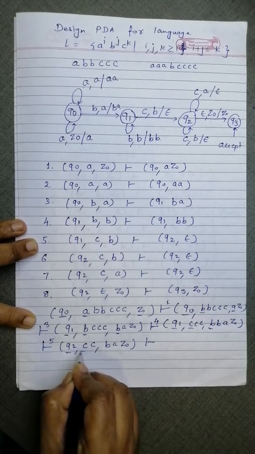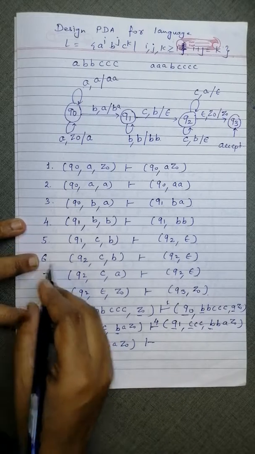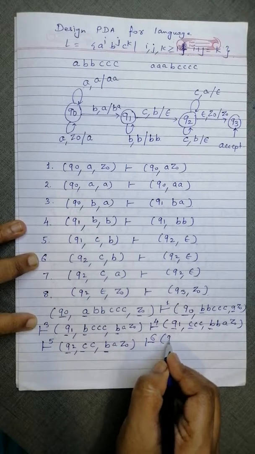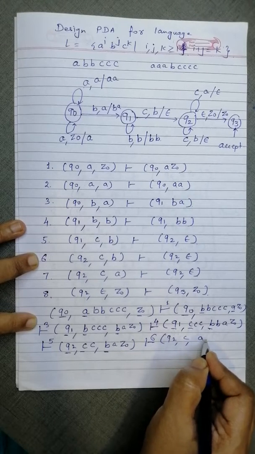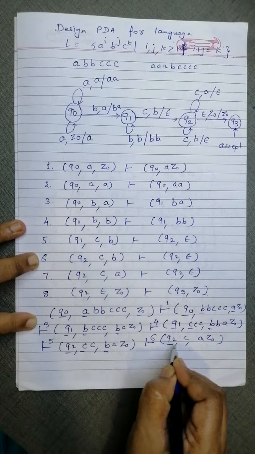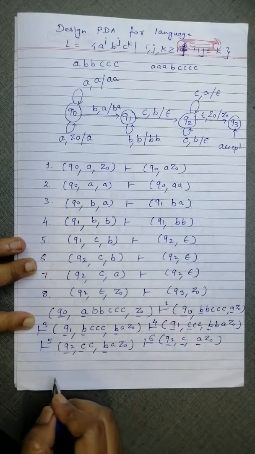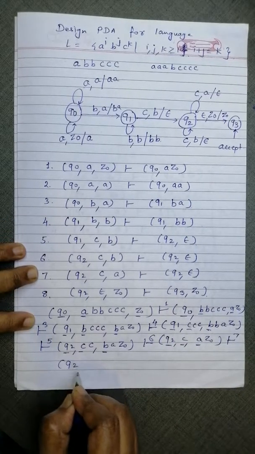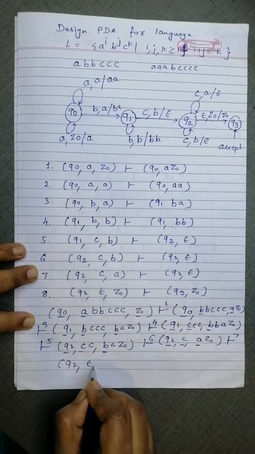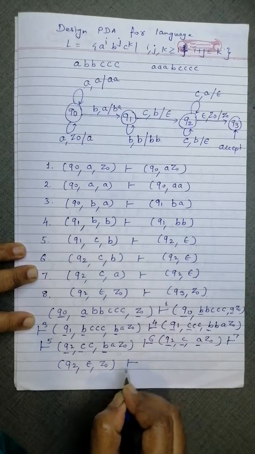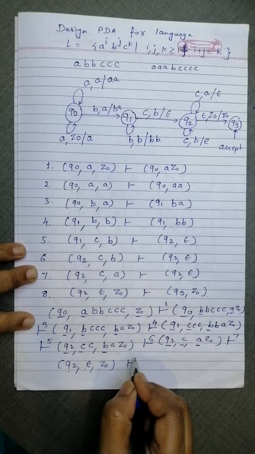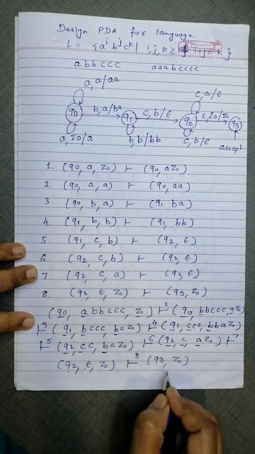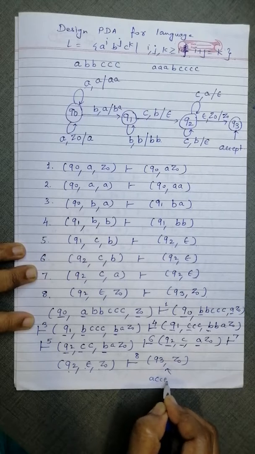Now here it is Q2, c, b. Q2, c, b is move number 6. According to move number 6, it will be Q2, c, a, Z0. Now it is Q2, c, a, which is move number 7. It will go to the state Q2. Input will be discarded and the stack will also be discarded. Q2, null, Z0 is move number 8. It will go to the state Q3 and here this is accepted.